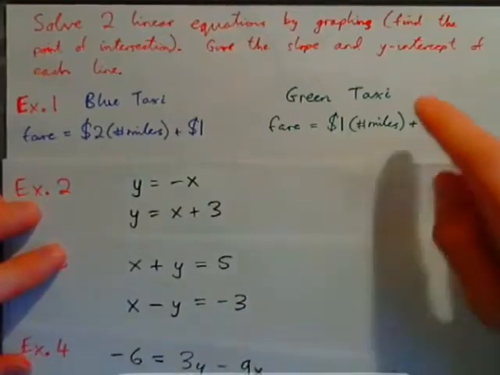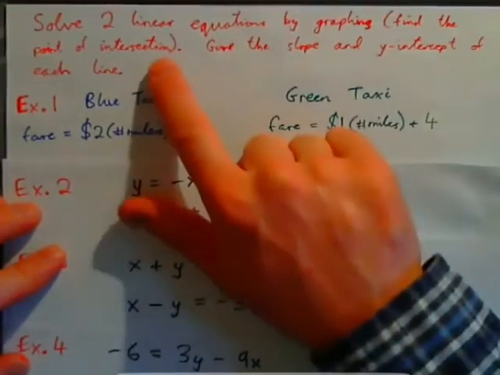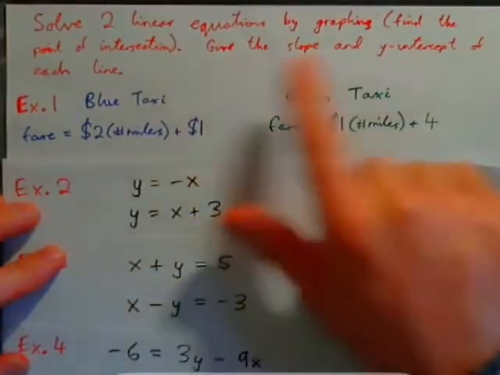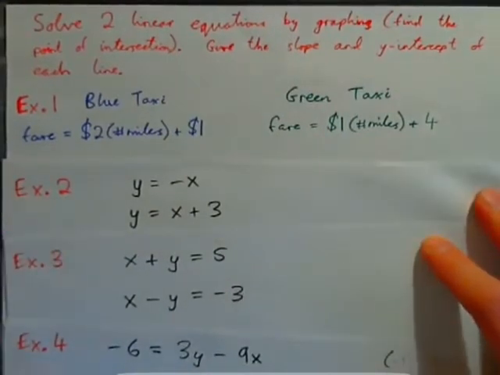Okay, in this video, we're going to solve two linear equations by graphing. In other words, find the point of intersection. Then we're going to give the slope and the y-intercept of each line. We're going to do these examples by hand, example 1 through 4.